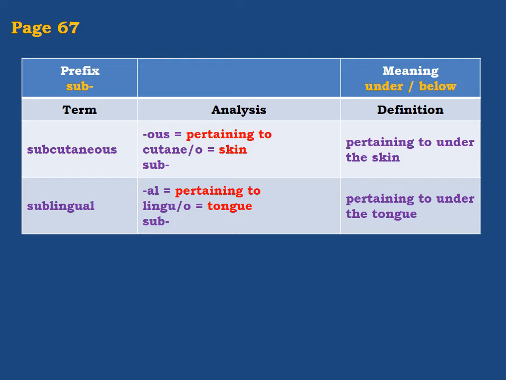The next term we have is sublingual. AL, pertaining to, again, you know that. Linguo means tongue. See, it is close to the word language, lingo, all right? And sub means below or under, so pertaining to under the tongue.